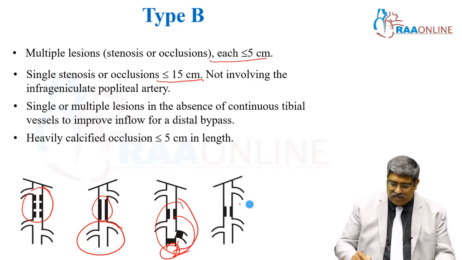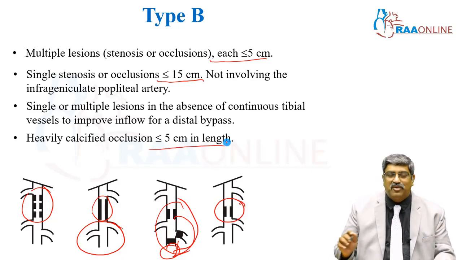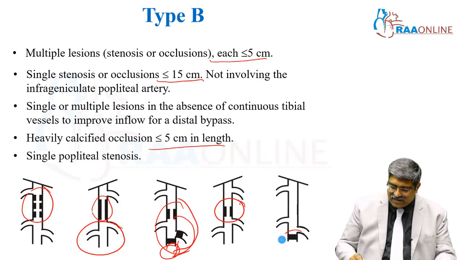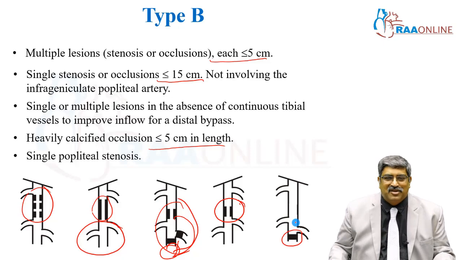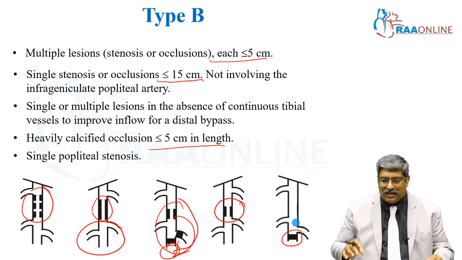And coming to the fourth type, it can be a heavily calcified occlusion which is less than or equal to 5 centimeter in length, or it can be a single popliteal stenosis. These are all the various Type B lesions.